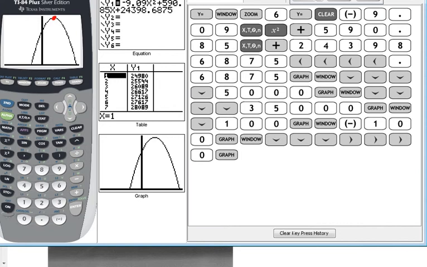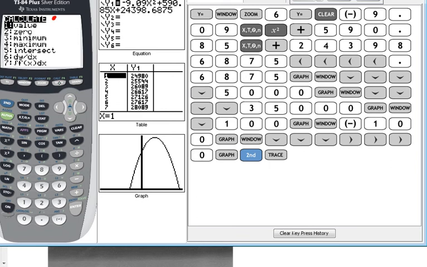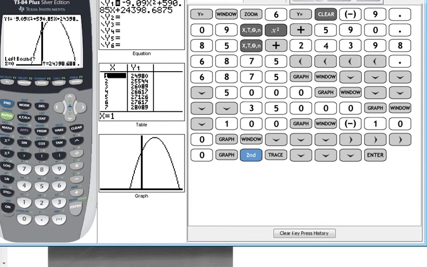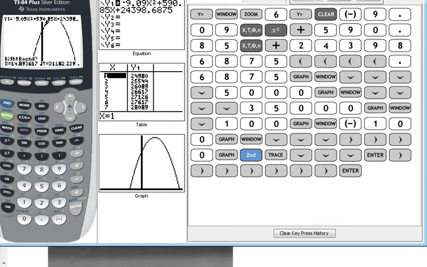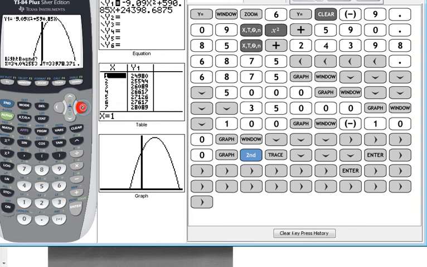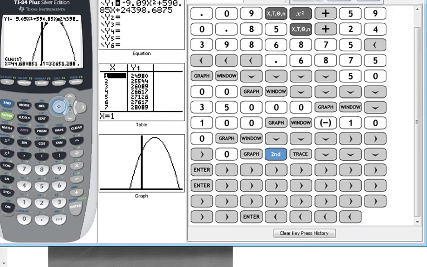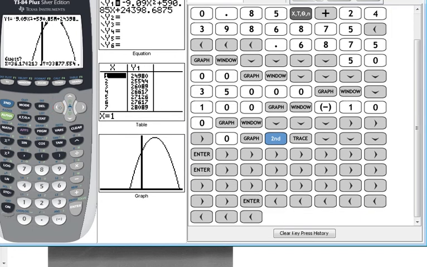So what I need to do is find, or calculate, that maximum point. Second trace, which is the calculate button. What am I calculating? Once again, I'm calculating a maximum value. So go down to number 4. Calculate maximum, we press enter. It's going to ask for the left bound of that maximum. So the left bound of that maximum, maybe somewhere right in there. Press enter. Now go to the right bound of that maximum. We'll go right about, right there would be good. Enter. And now it says guess, so try to put your cursor right on the top, right on the peak of that hill.